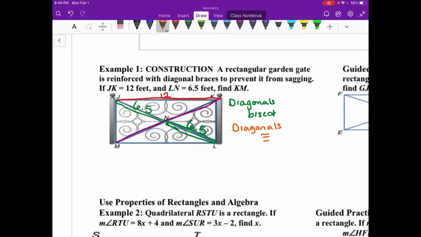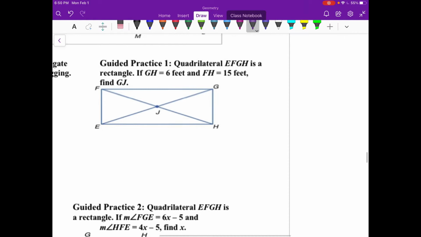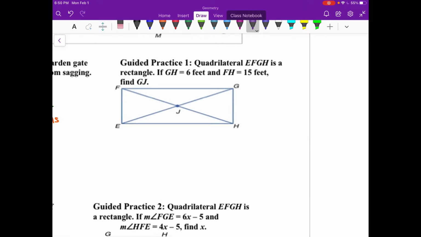So, since the diagonals are congruent, if I find the length of JL, my green diagonal, I'll have the length of KM as well. So, JL is made up of two halves, which are 6.5 and 6.5. If I add those together, I'll get the length of the whole thing, which is 13. So, JL is 13. And since those are the same length, KM is equal to JL, so KM is also 13.